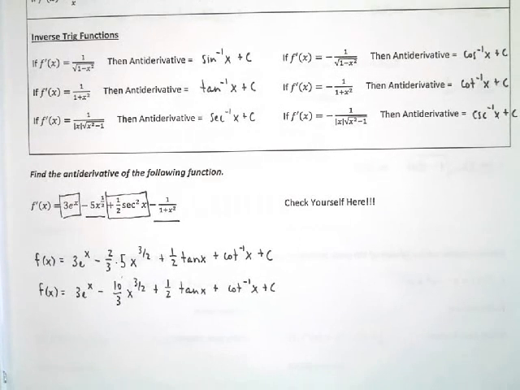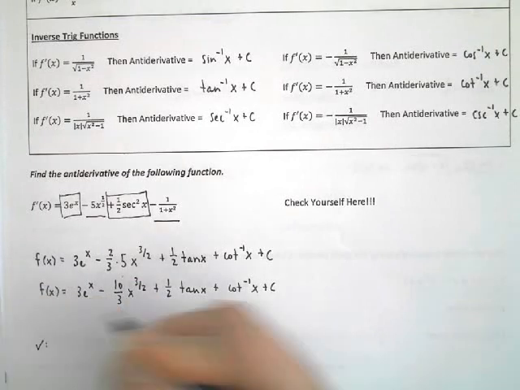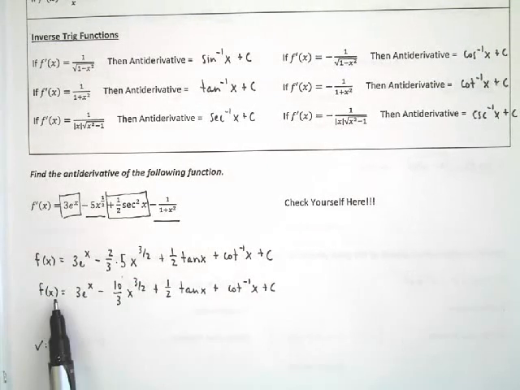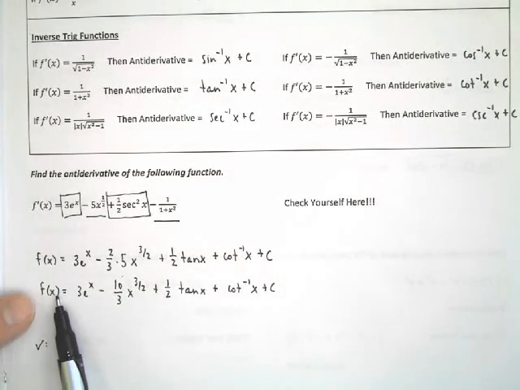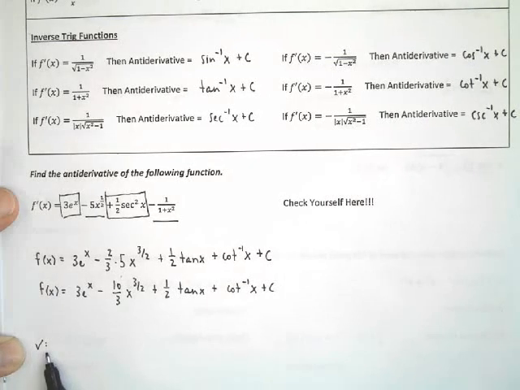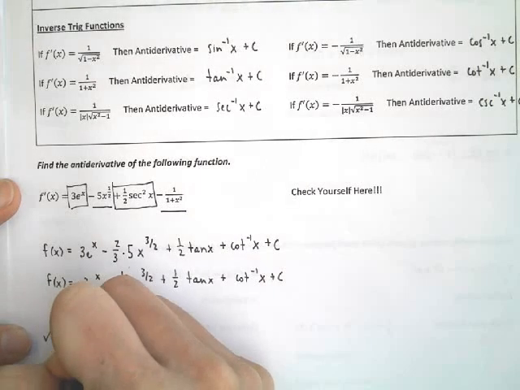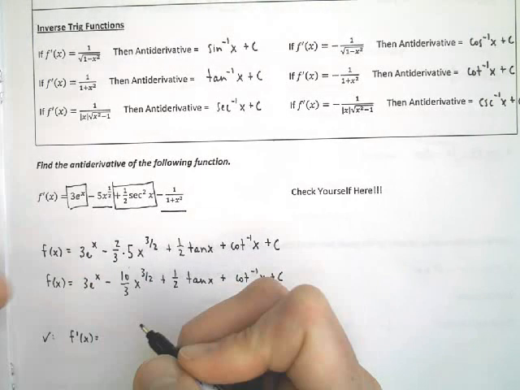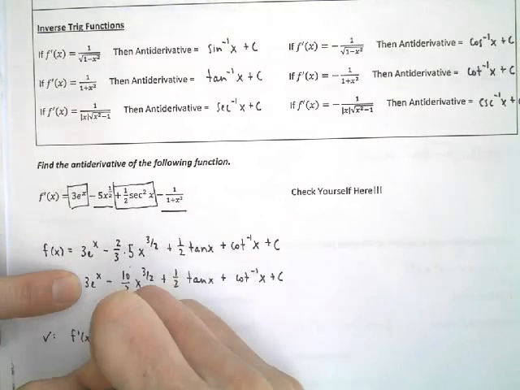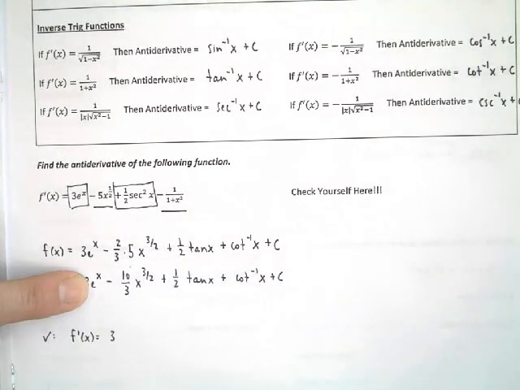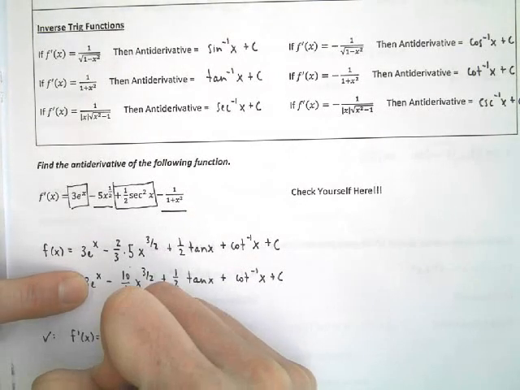Now, it says check yourself here. I actually like to do the check under it so I can keep my terms lined up. Remember, if this is my function, to check myself, I should be able to take the derivative and it should match with the original problem. So we're going to do that right here. So f prime of x, well, the derivative of 3 times e to the x is just 3 times the derivative of e to the x, which is just e to the x.